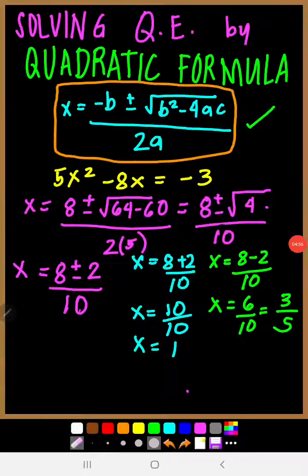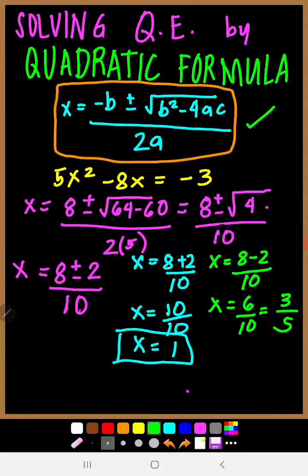So there you have it. The zeros or the solutions of the quadratic equation 5x squared minus 8x equals negative 3 are 1 and 3 over 5. If you want to check it, just plug in the values of these x's into the quadratic equation. If it is equal, then it is correct.